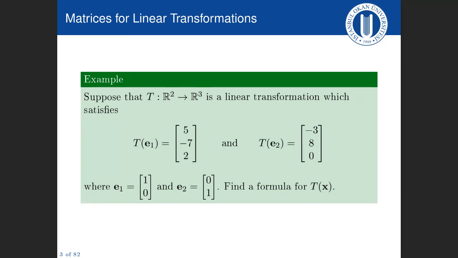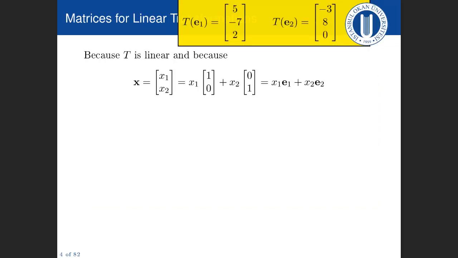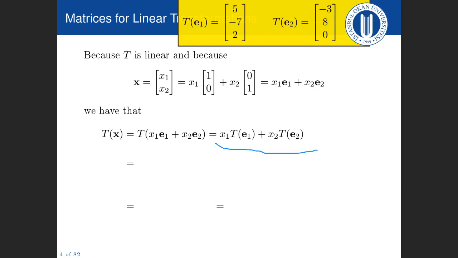If we know what T does to the basis vectors in the domain, then we know what it does for any vector in the domain. Why? Because any vector in the domain can be written as a linear combination of the basis vectors. If x is any vector in the domain, then we can write that x is x1 e1 plus x2 e2 for some numbers x1 and x2. Now, because T is linear, that means T(x) is x1 T(e1) plus x2 T(e2).